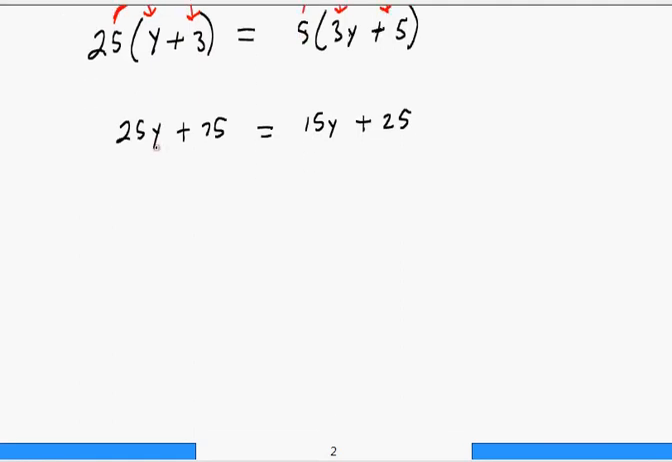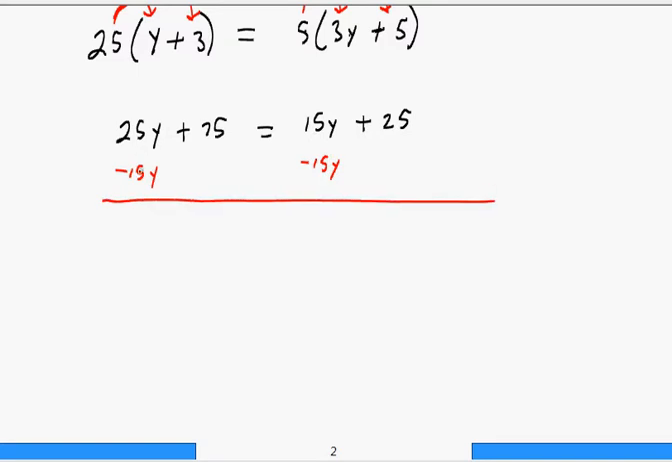Alright, the next thing we want to do is, since there are no like terms to combine on either side, we want to now try to get all of the y terms on the left or the right. It doesn't matter, but I have 25 of them over here and 15 of them over here. So let's put the y's on whichever side has the most, which means I'm going to want to move this 15y over to this side. I'm going to do that by subtracting 15y from both sides, because this is a positive 15, so if I subtract it, it goes away.